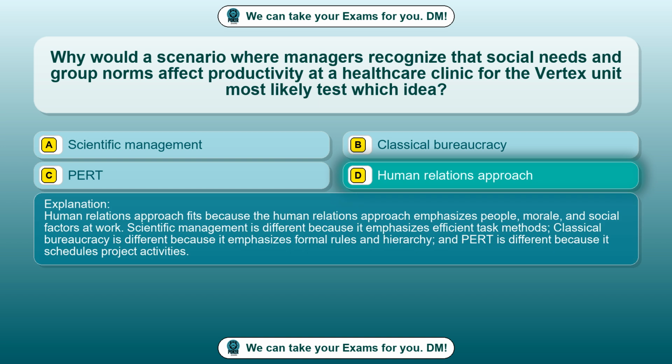Human relations approach fits because the human relations approach emphasizes people, morale, and social factors at work. Scientific management is different because it emphasizes efficient task methods. Classical bureaucracy is different because it emphasizes formal rules and hierarchy, and PERT is different because it schedules project activities.